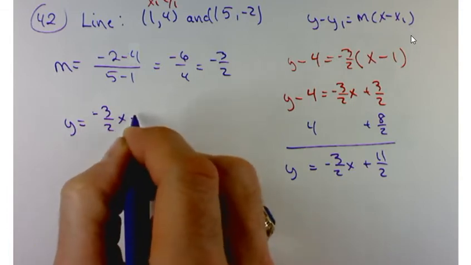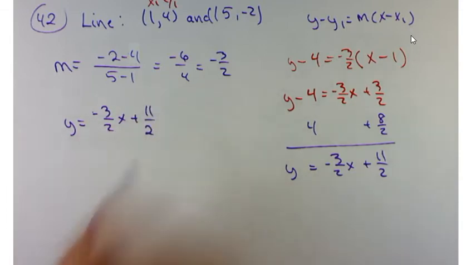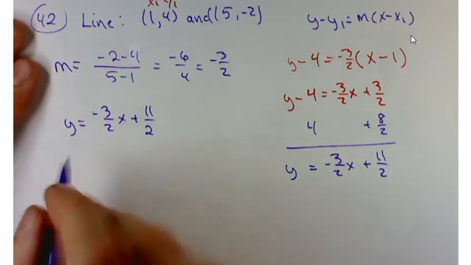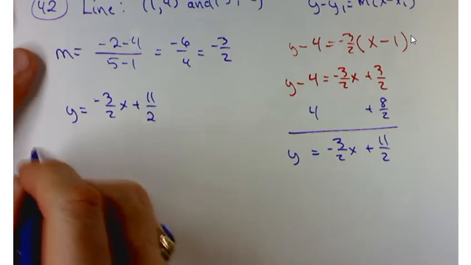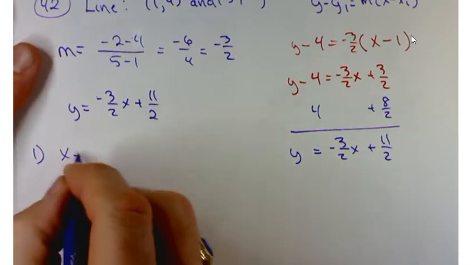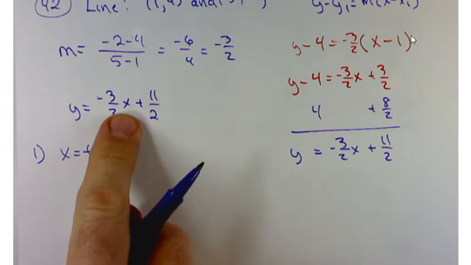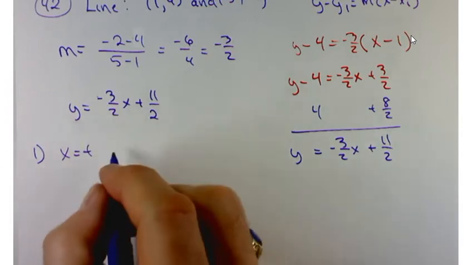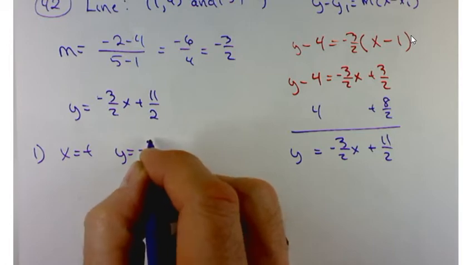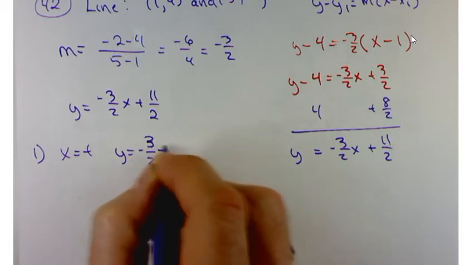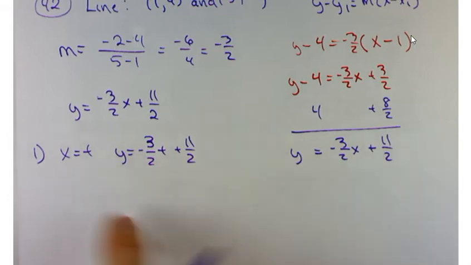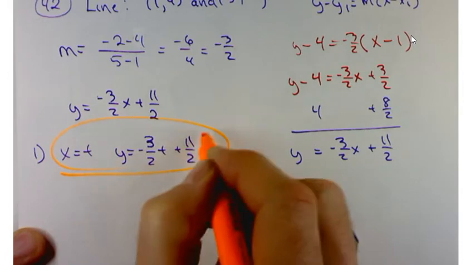What's nice about this is that I have it solved for y. And that's going to make it really easy to come up with some expressions for x and y as a function of t. There's kind of like your basic one. If you let x equal t, well, if I put in a t here, then y would be negative 3t over 2 plus 11/2. So that's an equivalent parametric version of that equation.